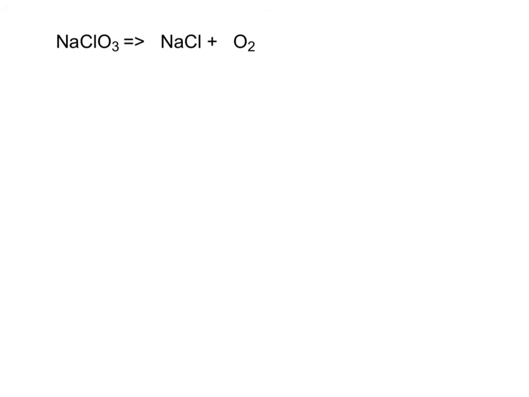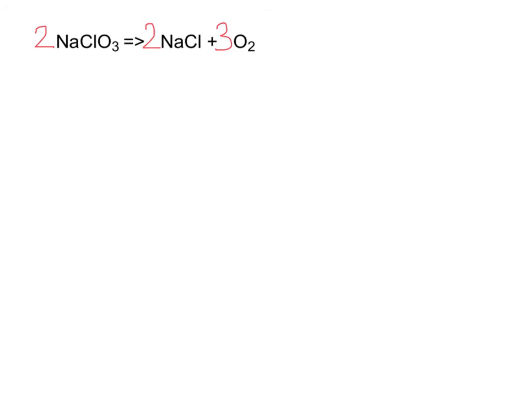I know that anything times 2 is going to be an even number, so I have to make the left side an even number. So I'm going to go ahead and put a coefficient of 2 there. 2 times 3 gives me 6 oxygens. So to get 6 oxygens on the right, I have to put a 3 here. So 3 times 2 gives me 6 oxygens. I have 2 Na's on the left. To get 2 Na's on the right now, I need to put a coefficient of 2. 2 Cl's on the left. To get 2 Cl's on the right, I have the 2 from the NaCl.